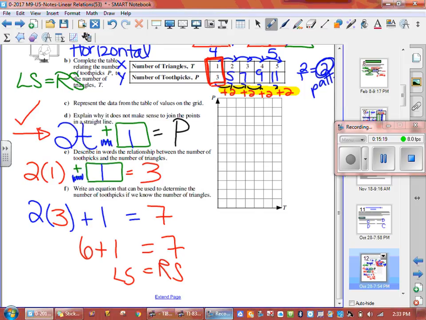Okay, so on the bottom here is 0. We need to label our axes. So this is X, so we have T for toothpicks down below.